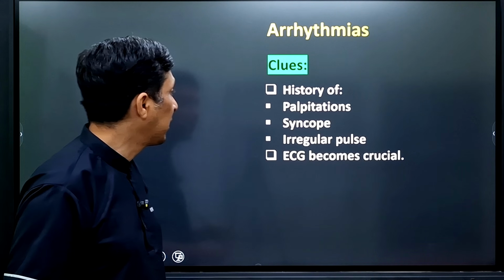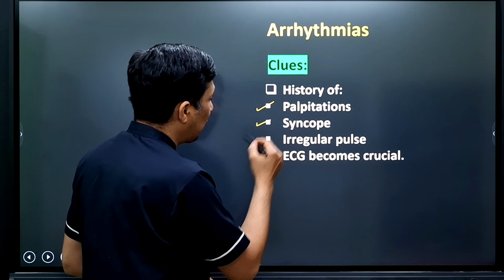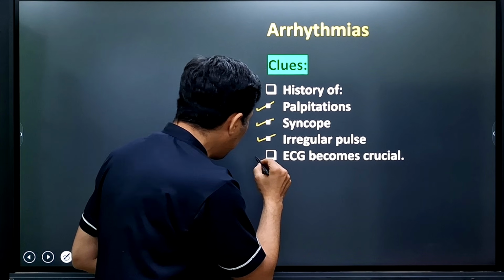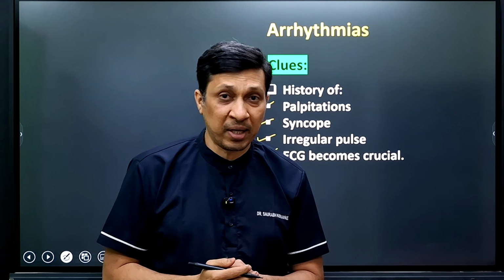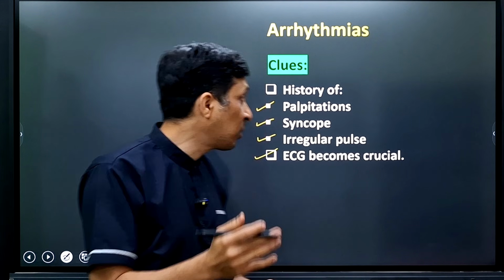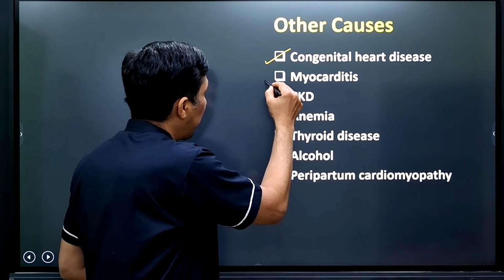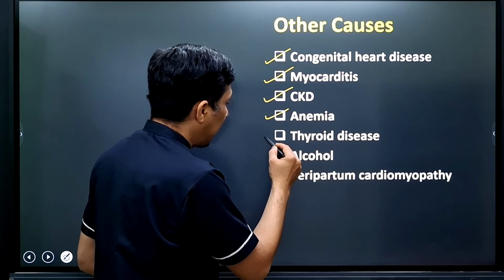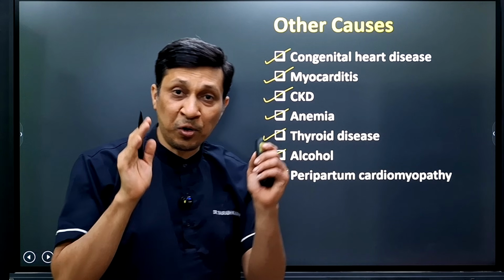Now, what are the clues here? Here, the patient will give the history of palpitations, syncope, and irregular pulse. And here, ECG becomes very crucial because only from ECG you can determine what type of arrhythmia is there. Now, apart from these 5 important causes, there are also other causes of heart failure like congenital heart disease, myocarditis, CKD, anemia, thyroid diseases, alcohol, or even peripartum cardiomyopathy.